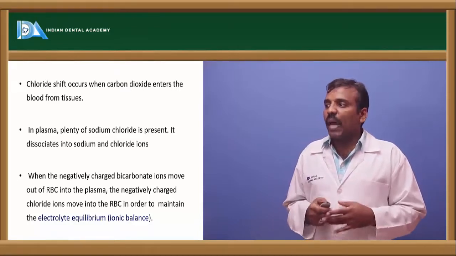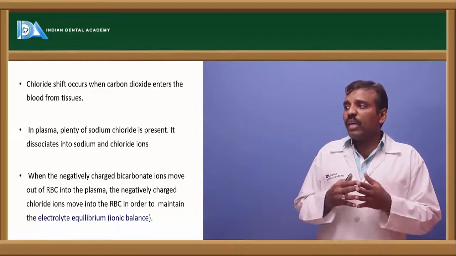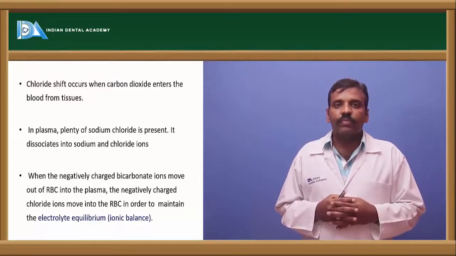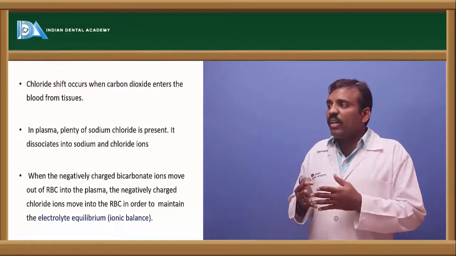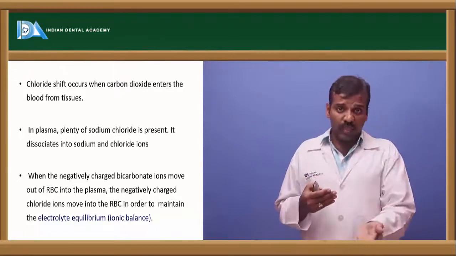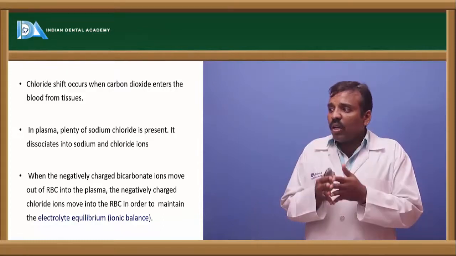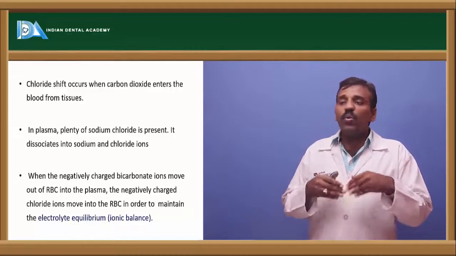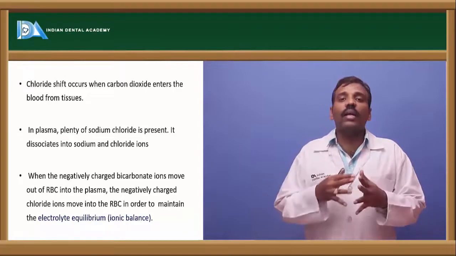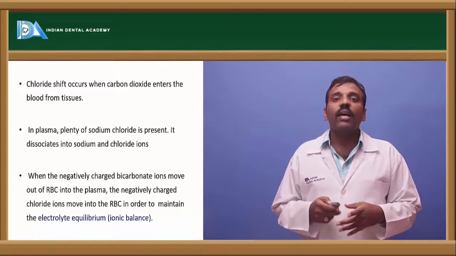Okay. And in the plasma, plenty of sodium chloride is present and it dissociates into sodium and chloride ions. And when the negatively charged bicarbonate ions move out of the RBCs into the plasma, the negatively charged chloride ions move into the RBCs. And then there is electrolyte equilibrium. So that is what is called ionic balance.